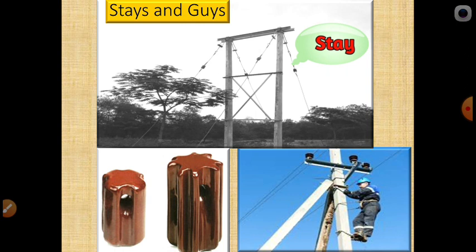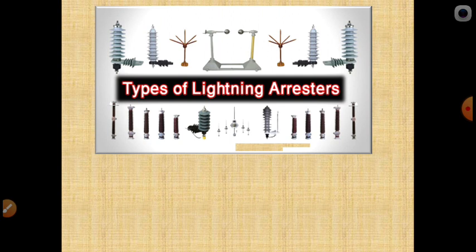Now coming to the types of lightning arresters. What is the meaning of the arresters? The arrester is mainly used to discharge the excessive voltages built up on the line to the ground due to the lightning.